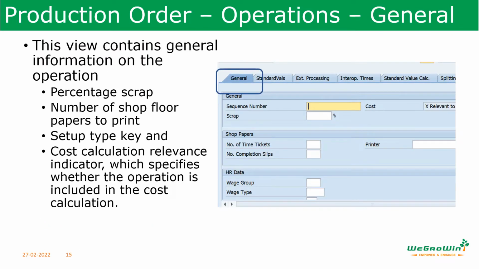For each operation, different tabs are there. In the general tab, we have the information about what scrap percentage is allowed, what number of shop floor papers are to be printed for this operation, what is the setup key for this, whether the calculation for the operation is done or not, those things are covered.